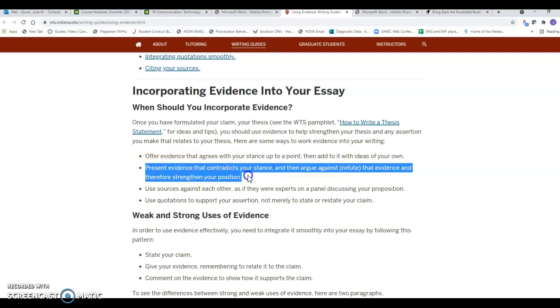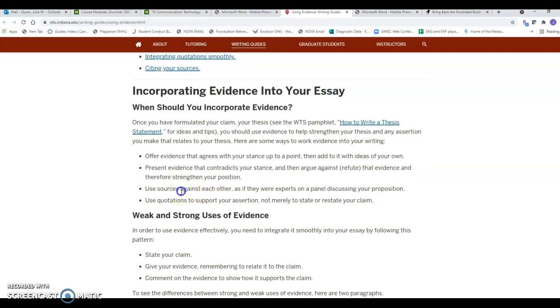When we get to counterpoint paragraphs, you'll present evidence that contradicts your stance. Like from a source that doesn't agree with you, you'll present their position, and then you can respond to that, whether you refute it or you concede a point. You can use sources against one another as if they're having a debate within the pages of your text. That's not something that I think we're going to do too much in 111, but that's something you can certainly think about doing.